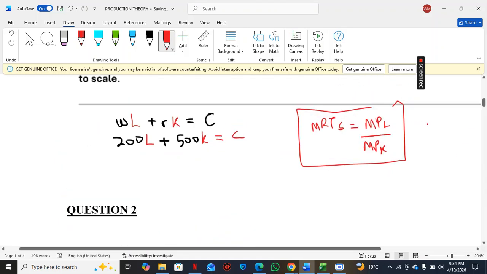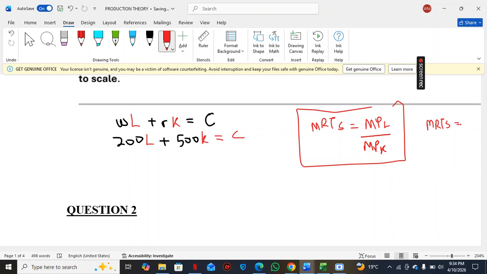MRTS equals W over R. Then MRTS becomes marginal product of labor over marginal product of capital, equals the wage rate over the rate of capital. Okay.